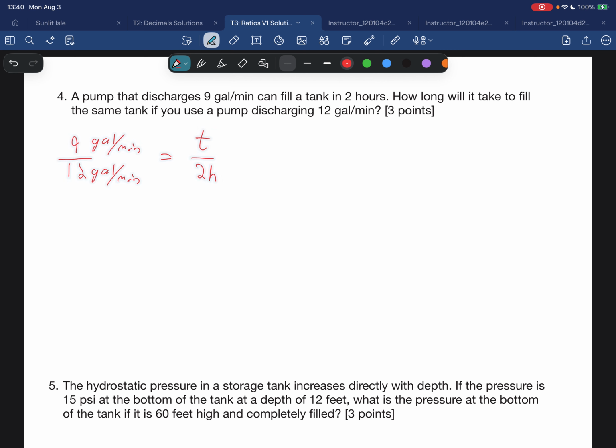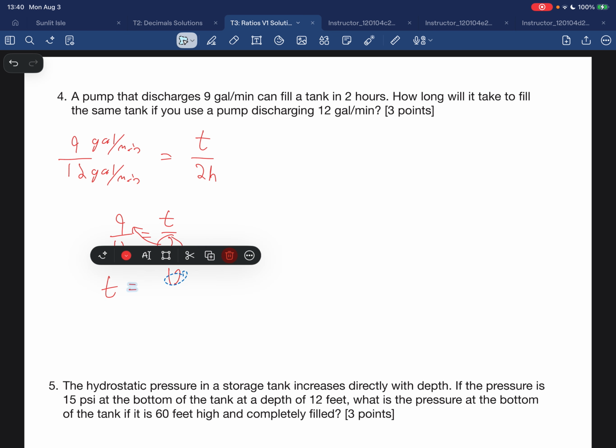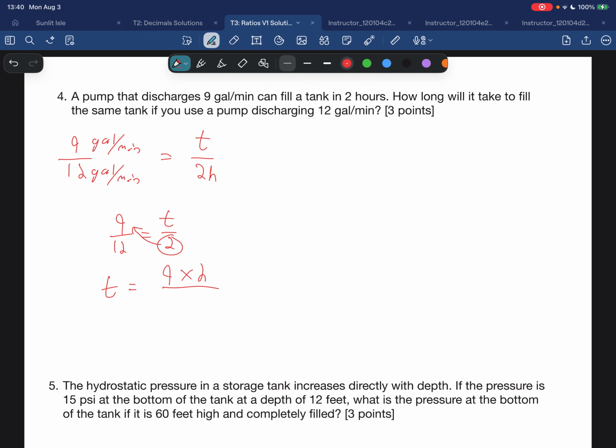I'll put a T up here for time. We're going to solve for time. So rewriting this out a little bit more cleanly, we have 9 over 12 equals T over 2. And after following the same method outlined before, when we solve proportions, we end up getting T equals 1.5 in hours, and that's our answer, 1.5 hours, which is smaller than 2 as expected.